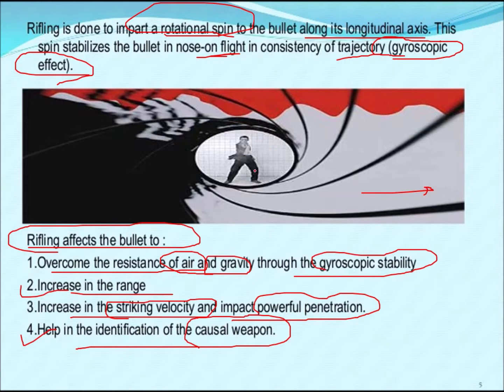So this is the rifling. This is a very specific characteristic of a rifled firearm. This can be made by using one rifle broach.